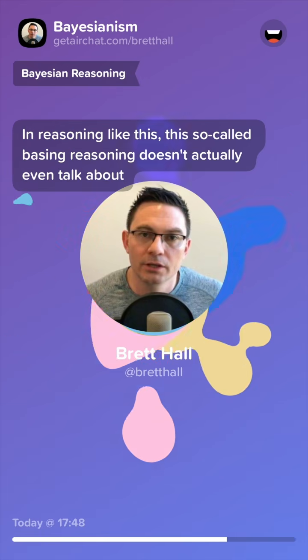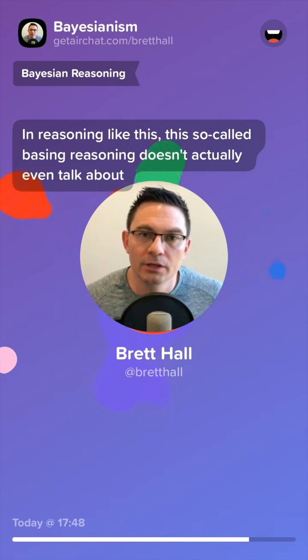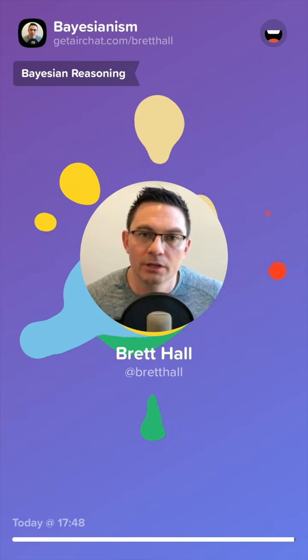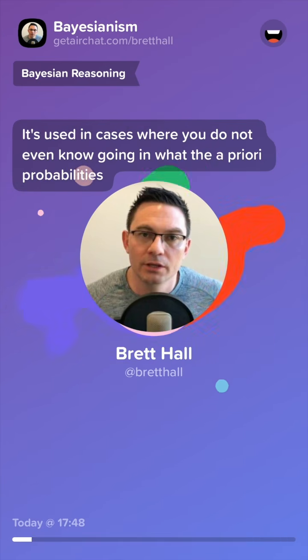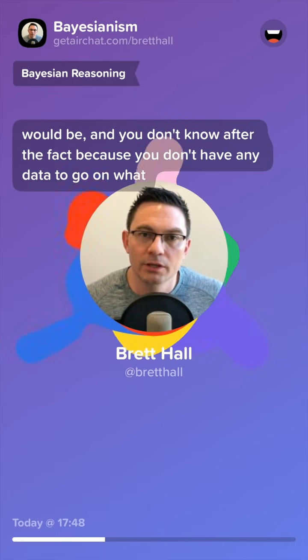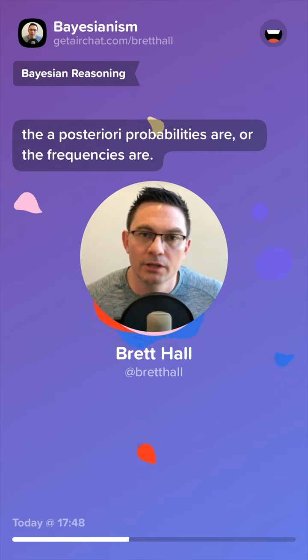Bayesian reasoning like this, so-called Bayesian reasoning, doesn't actually even talk about numbers most of the time at all. It just pretends to. It's used in cases where you do not even know going in what the a priori probabilities would be, and you don't know after the fact, because you don't have any data to go on, what the a posteriori probabilities are, or the frequencies are.